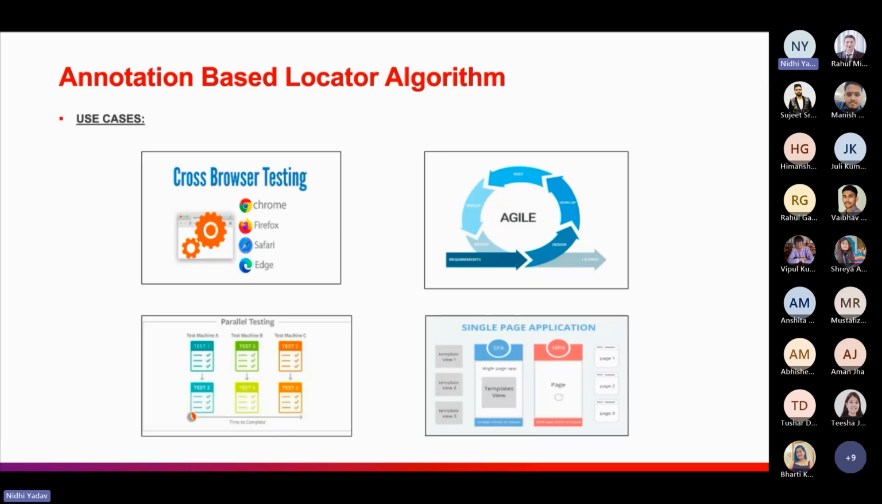Next come the use cases of this algorithm. First is cross-browser testing. Cross-browser testing means testing our application on different browsers. This causes our application to run with slight variations. So for this purpose, we can use the annotation-based locator algorithm to find alternate locators when the primary locators fail in different browsers. Second is agile environments.